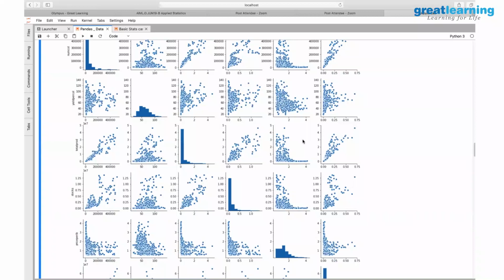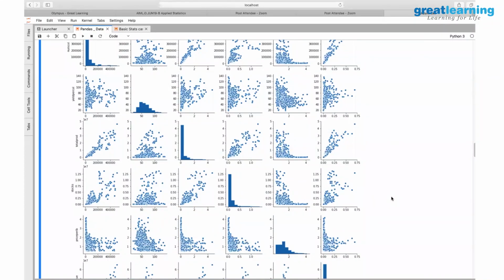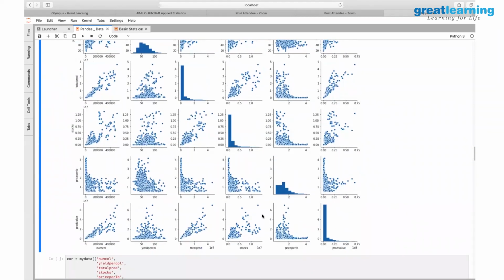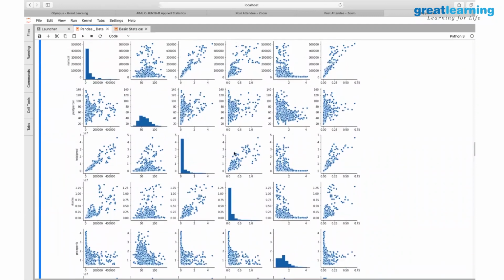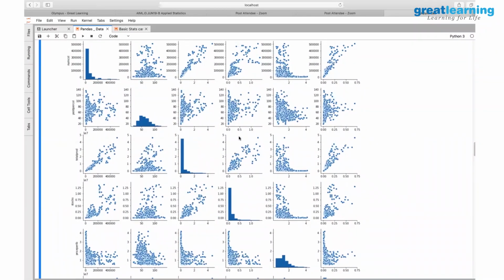Now, interestingly, this whole pair plot that we are seeing is symmetrical. You can take either the upper triangle or the lower triangle, because you see exactly the same graph here, but the labels are changed. Here it is numcol versus total production. Here it is total production versus numcol. So it's a mirror image, but exactly the same graph. You can focus on either the lower half or the upper half of the triangle. You don't need to look at all the graphs to interpret the information because of the symmetry.